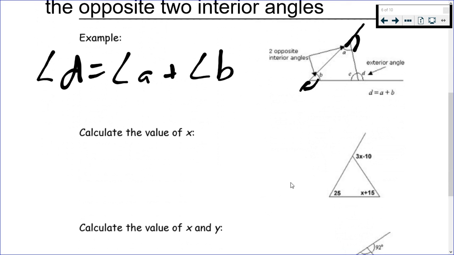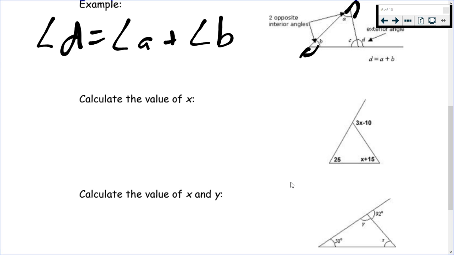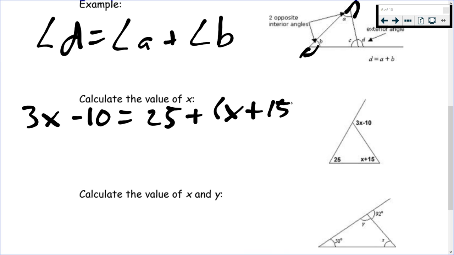We were asked to practice by calculating the value of x. I don't love this example, but they could give you an easier example to start off, but let's take a look. I know that my exterior angle equals the sum of the two opposite interior angles. That means that 3x minus 10 equals 25 plus x plus 15. What they want you to do here is to rearrange your equation, get all the x's on one side and solve for x. I don't know if I have room to do this, but I'll do it. I just might not show all the work.